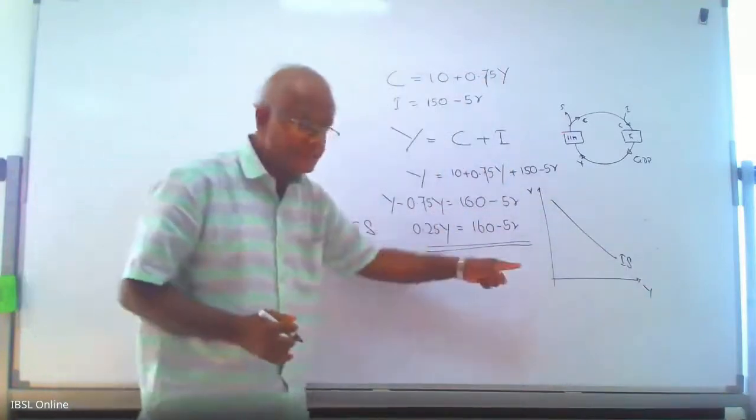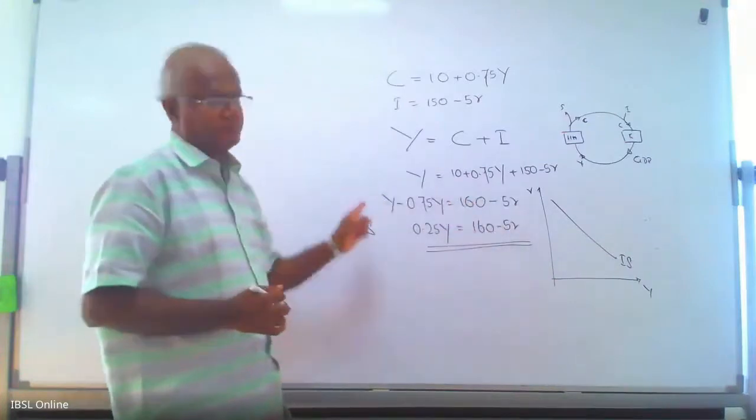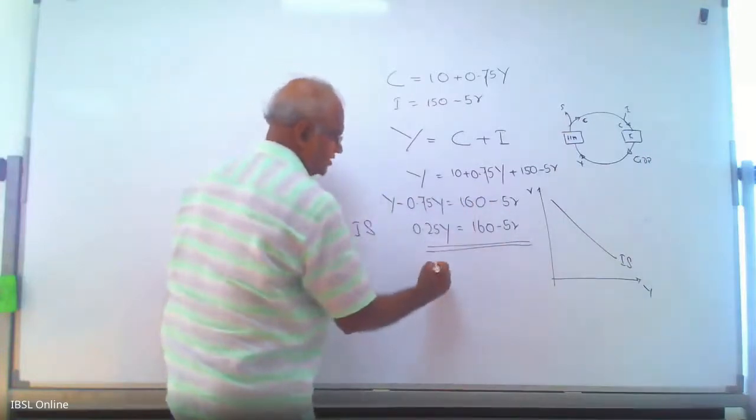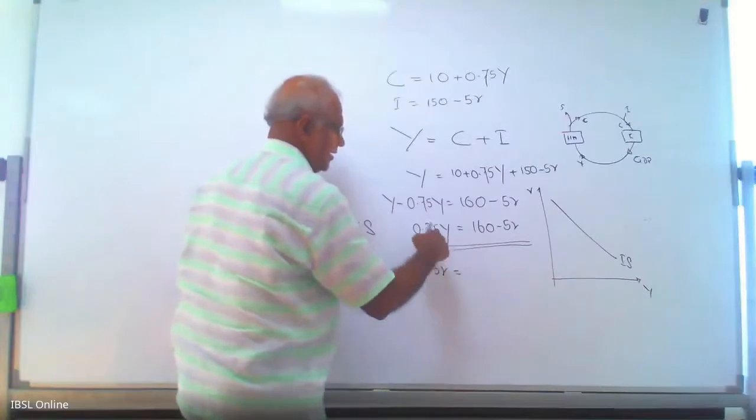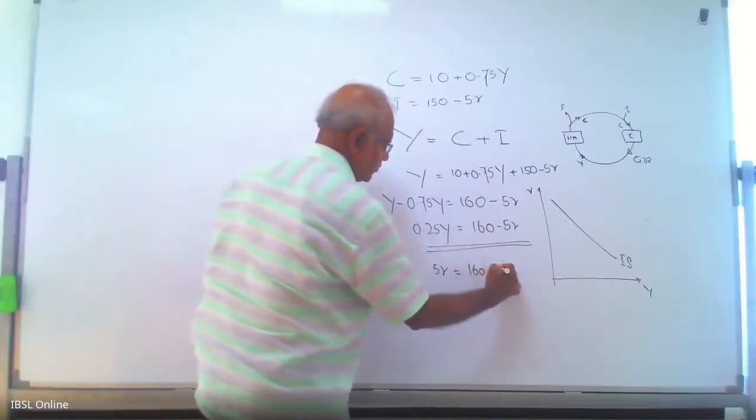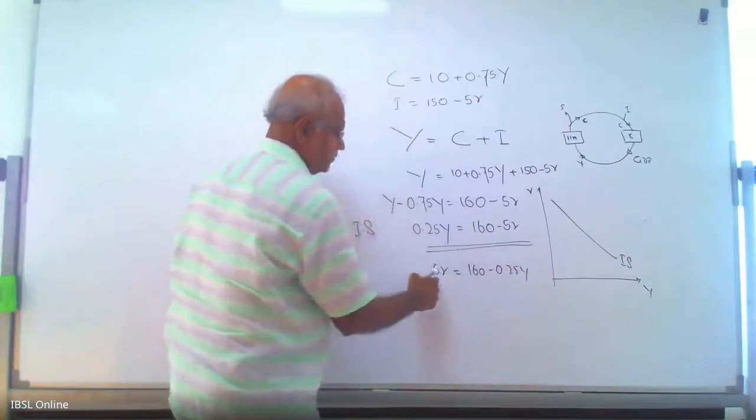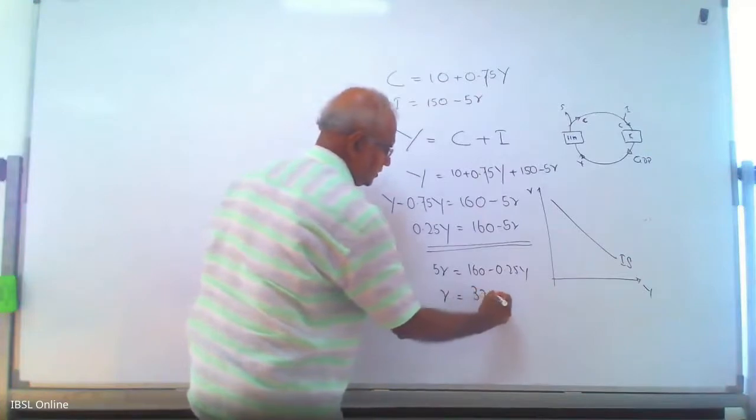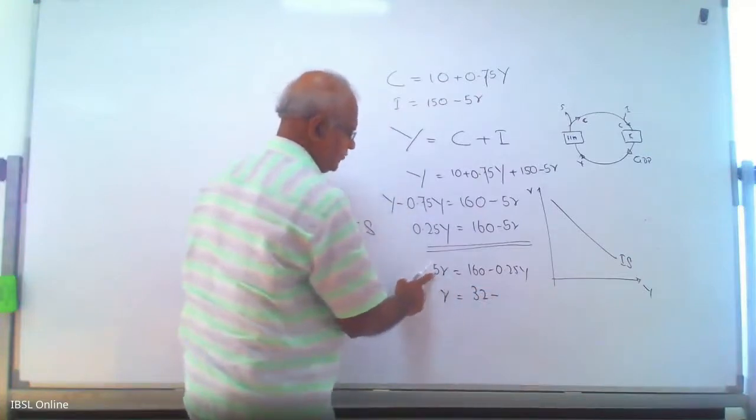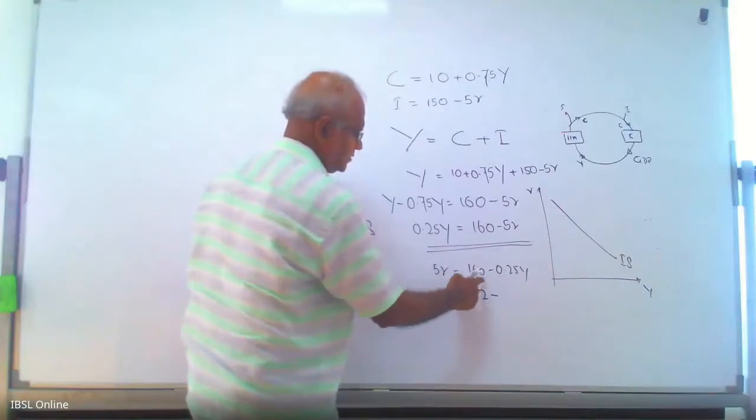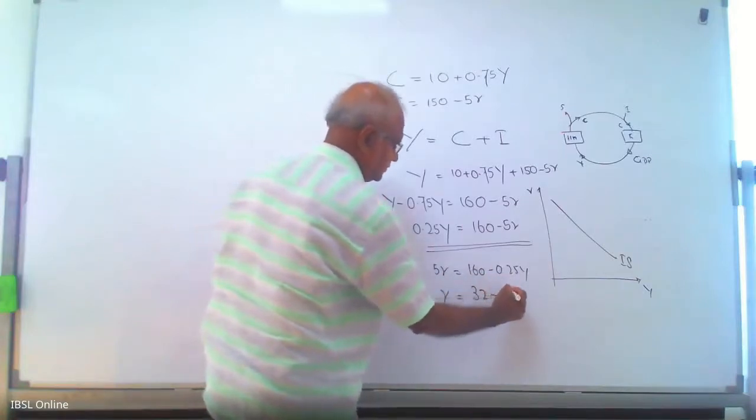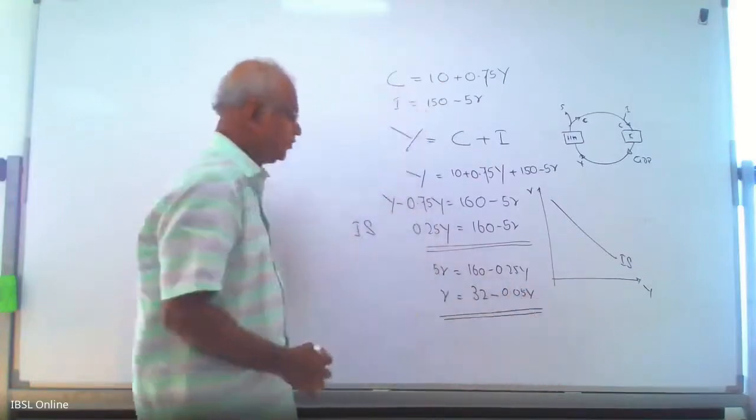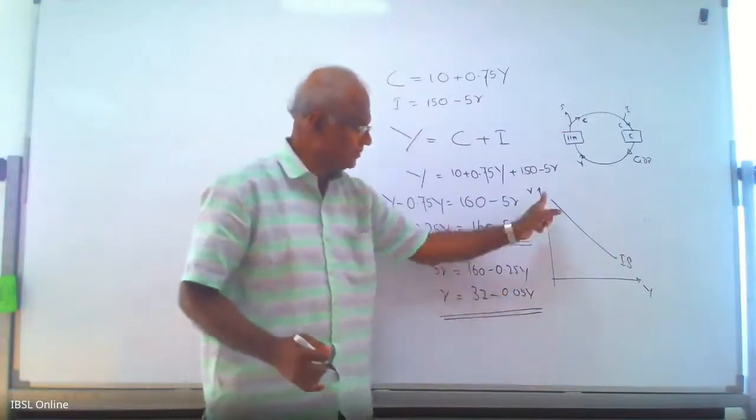So mathematically speaking, you can take R as the subject, no problem. But this is also correct, right? So you take 5R to this side, and this to the other side, 160 minus 0.25y. You can divide both sides by 5. R equals 32 minus 0.05y. That is also a negative relationship between R and Y. Y equals mx plus c. Mathematically, this is the one.